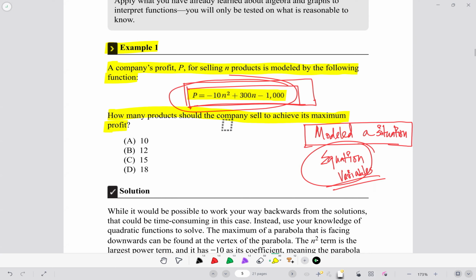P equals negative 10 n squared. We have a negative sign. That's not a good sign. And at the end, we have negative 100. That is also negative.